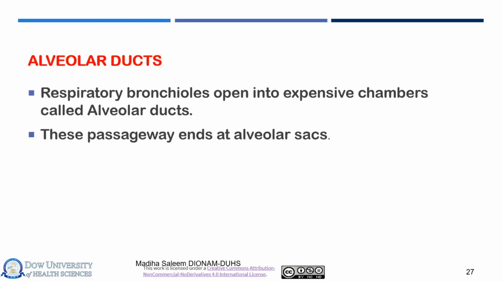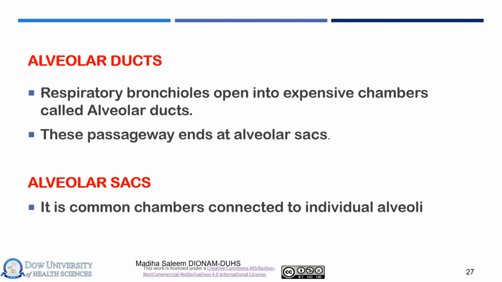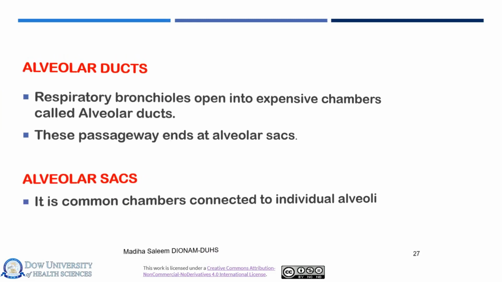Now we have the alveolar duct. Respiratory bronchioles open into the expansive chamber called the alveolar duct. This passageway ends at the alveolar sac. Alveolar sac is a common chamber connected to the individual alveoli.